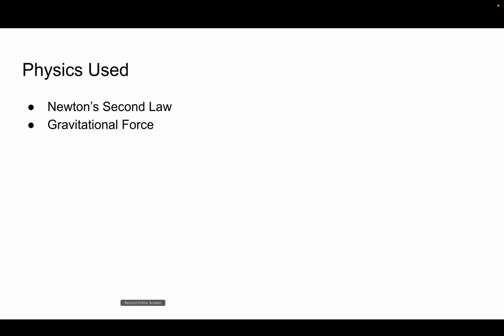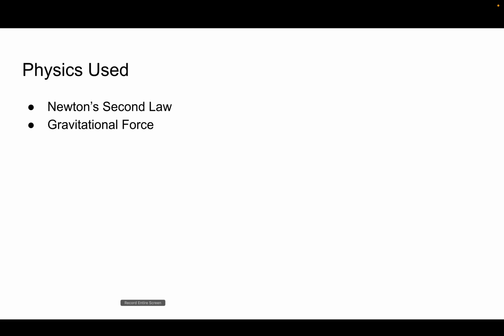Two main physics principles were used. The first is Newton's second law, which states that F is equal to ma. The second is Newton's law of universal gravitation, which describes the gravitational forces between two masses. According to this equation, the force between two objects depends on the gravitational constant G, the masses of the two objects m, and the distance between them r.